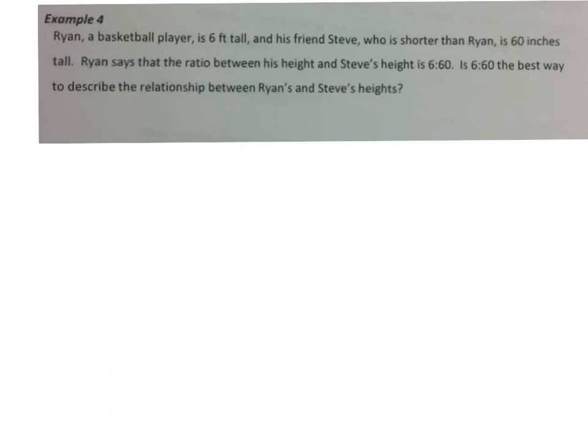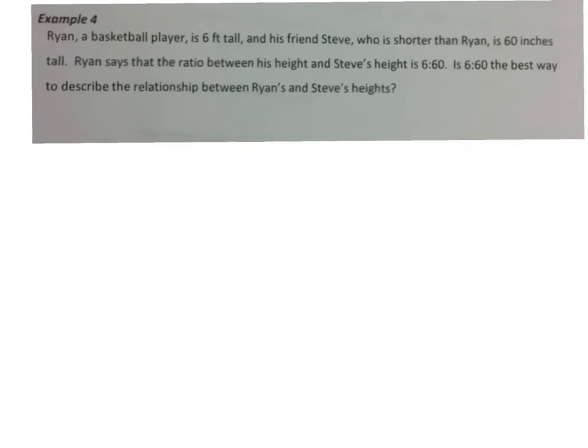Well, if we just look and make sure the order is right, it says he's comparing his height to Steve's height. So his height does need to be first, and you can see that his height is 6. Compare that to Steve's, and Steve's height is 60. So that's where he's coming up with his 6 to 60. But if I reduce that fraction, I'm going to divide by 6. 6 goes into 6 once and into 60 10 times, okay?